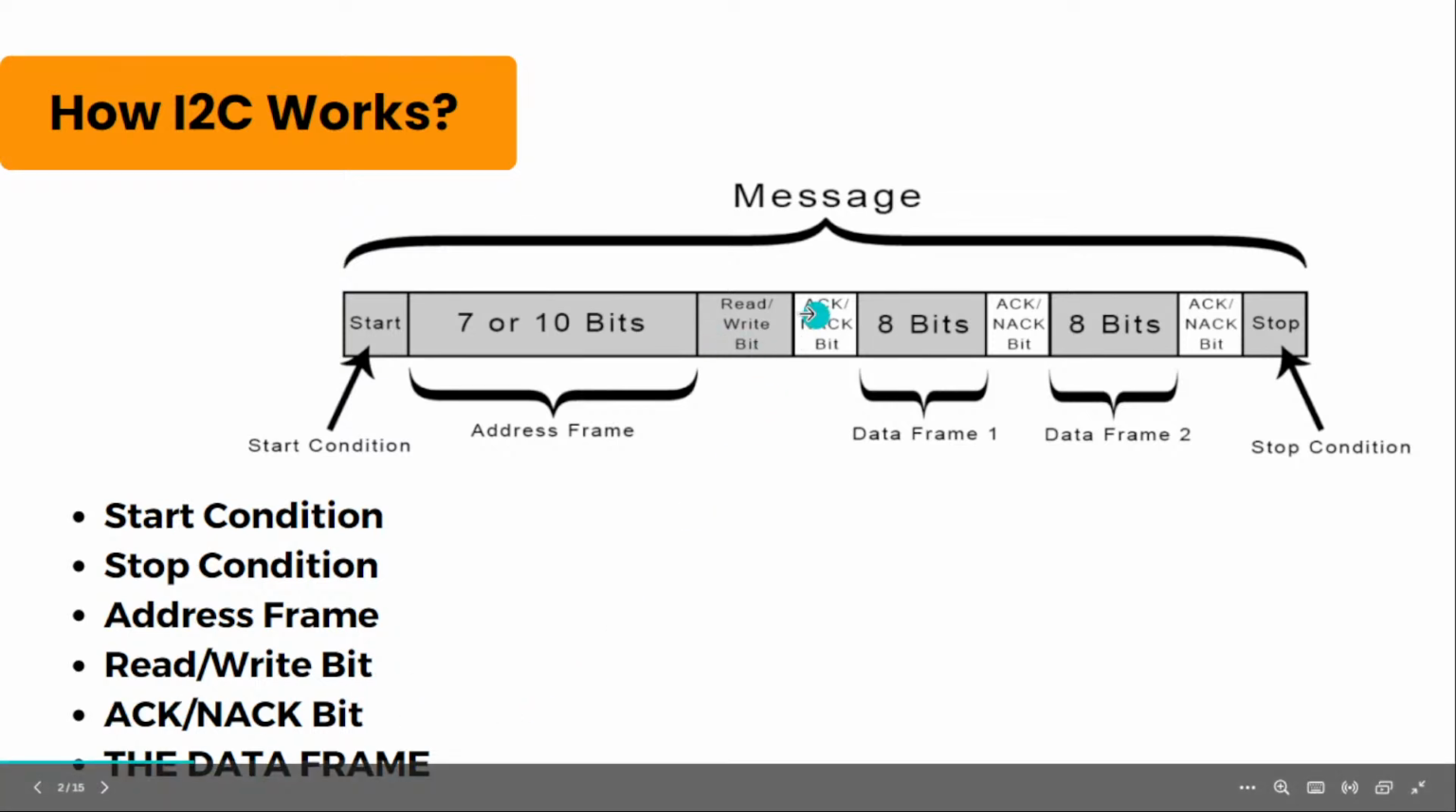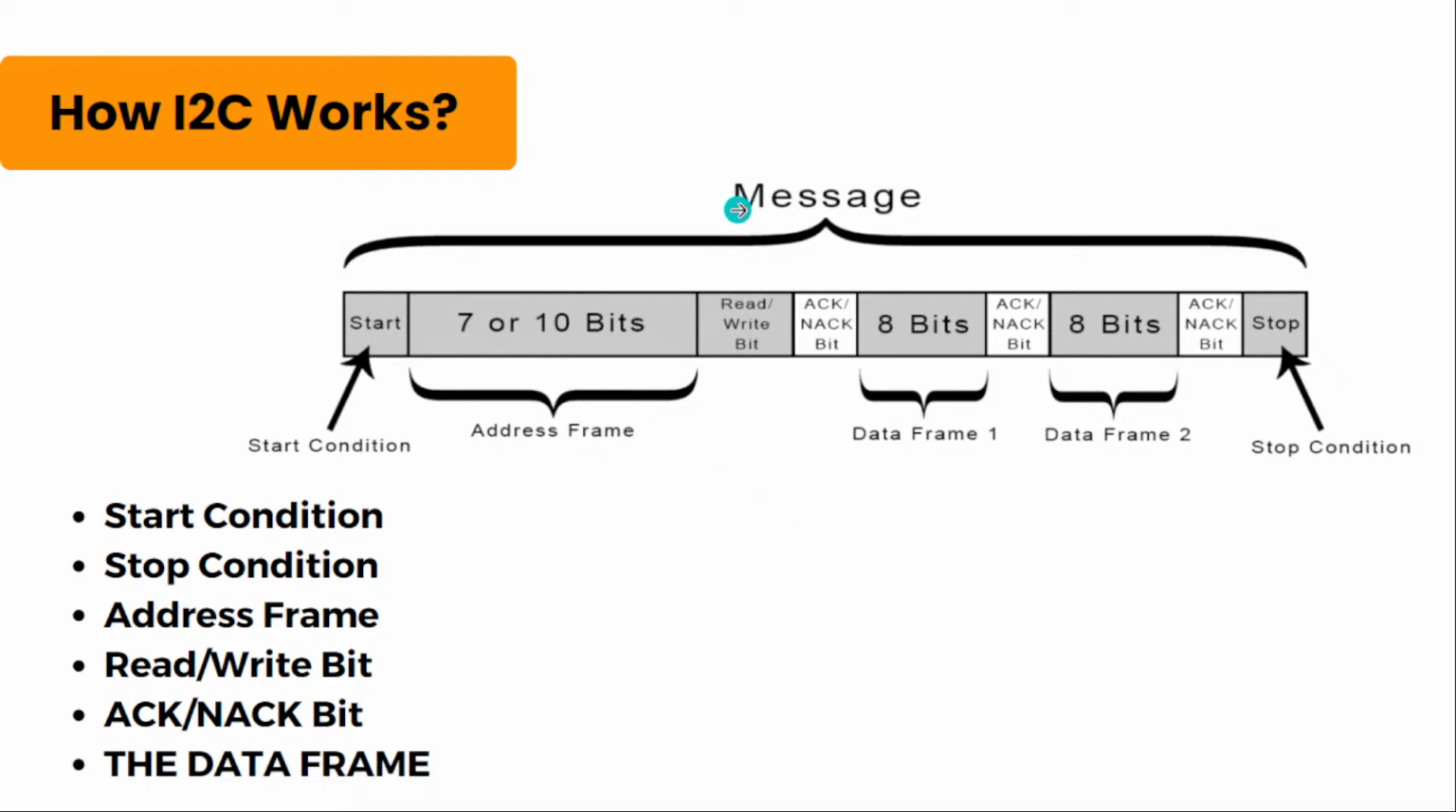And coming to the acknowledgement and non-acknowledgement bit, each frame in a message is followed by an acknowledgement or non-acknowledgement bit. If an address frame or a data frame was successfully received, an acknowledgement bit is written to the sender from the receiving device. And the data frame. After the master detects the acknowledgement bit from the slave, the first data frame is ready to be sent.